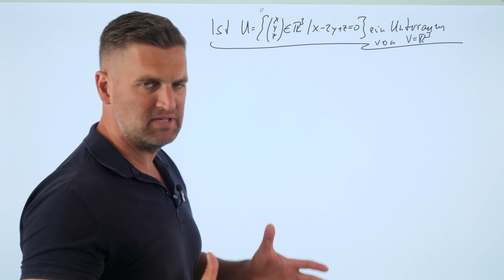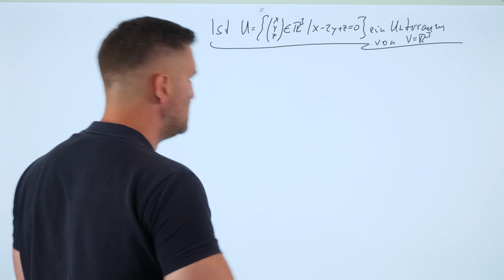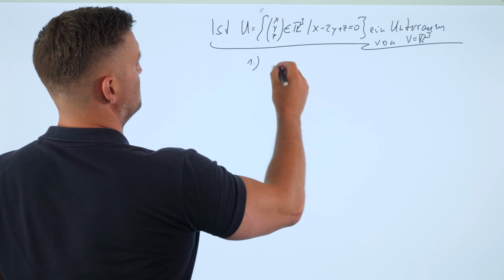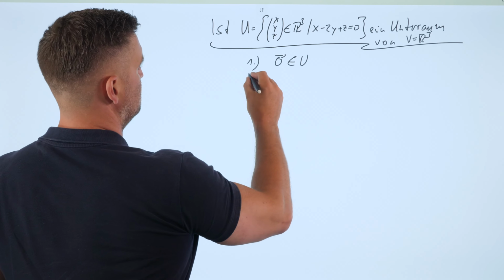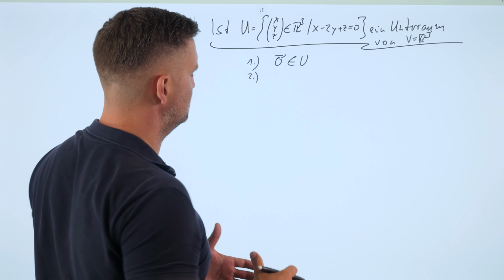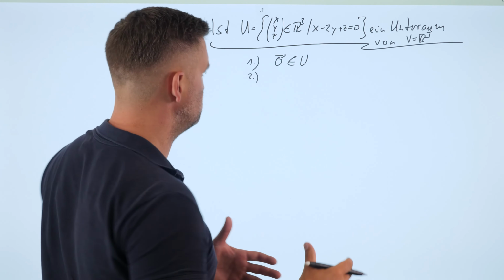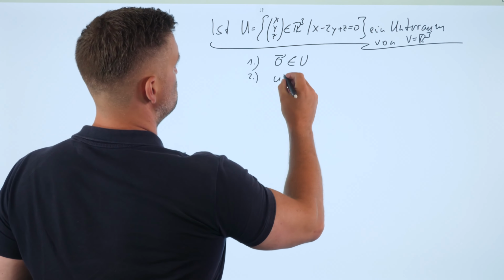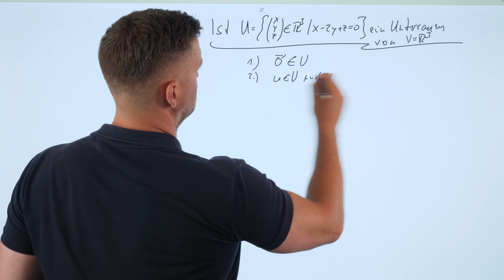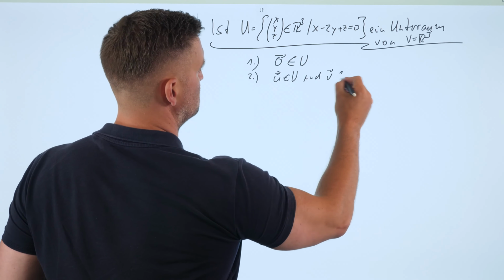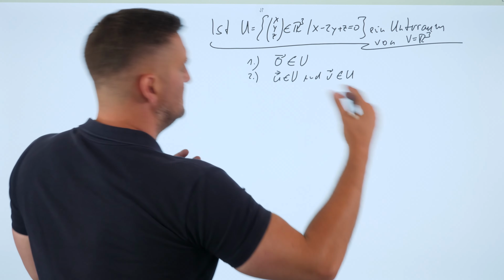3 conditions must be met. First, that the 0 vector is an element of U. Second, the closure under addition. In other words, if u is an element of U and v, of course, a vector, is also an element of U, then u plus v should also be a vector element of U.